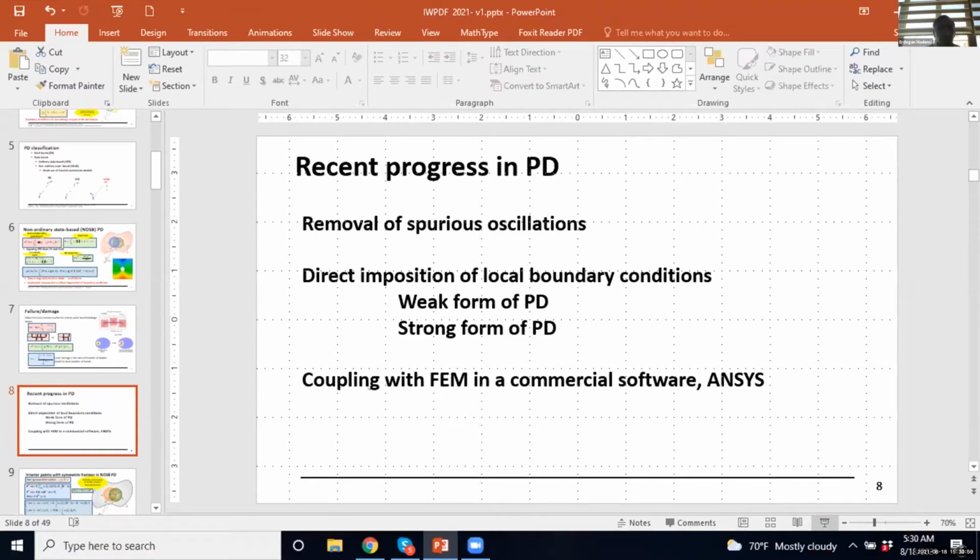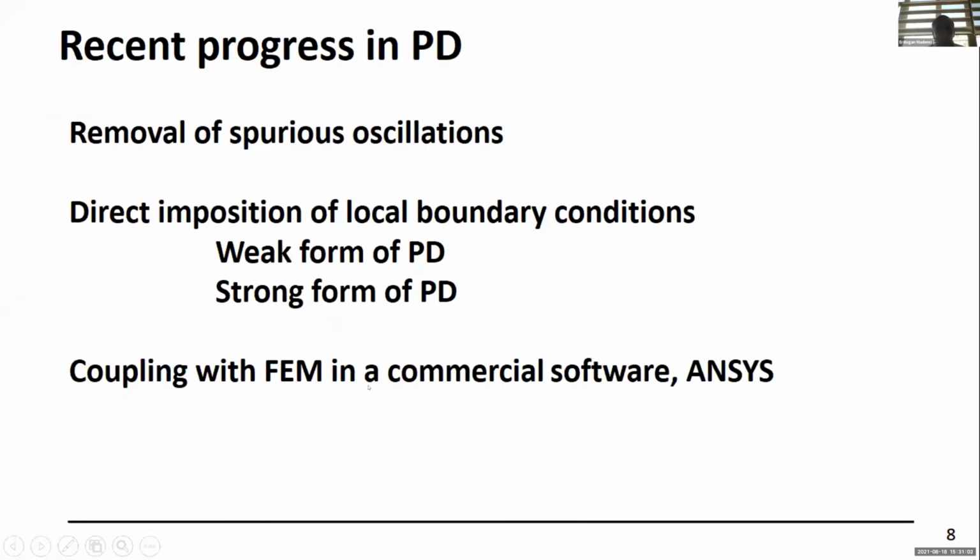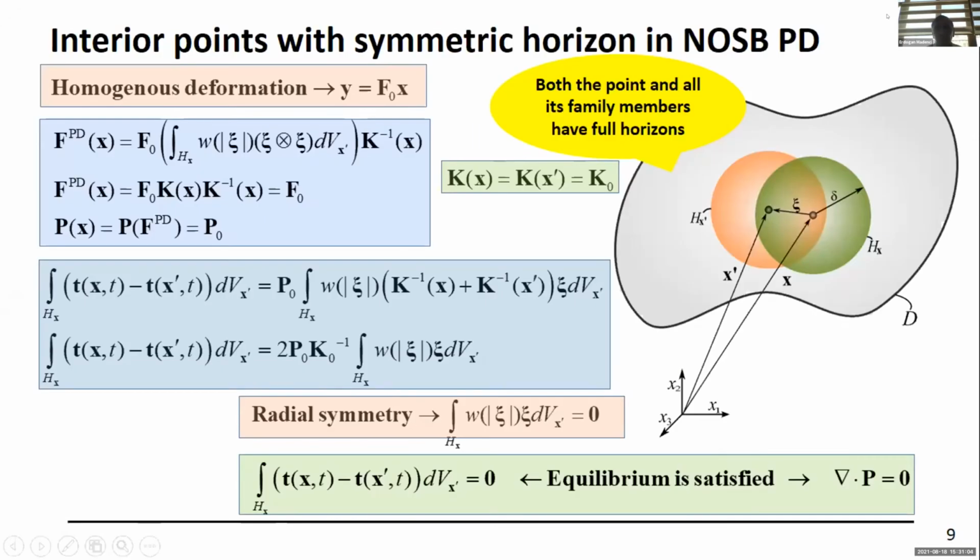So if we go back and analyze what's happening in the ordinary state-based formulation. Let's say you have a point X, symmetrically located, and X prime is also symmetrically located. Let's assume that you have homogeneous deformation, y equals F naught X. If we put this representation in the peridynamic representation of the deformation gradient tensor given by Silling, 2007, this is what we end up with. So the peridynamic representation is exactly the same as what we specify, because of the homogeneous deformation F naught.